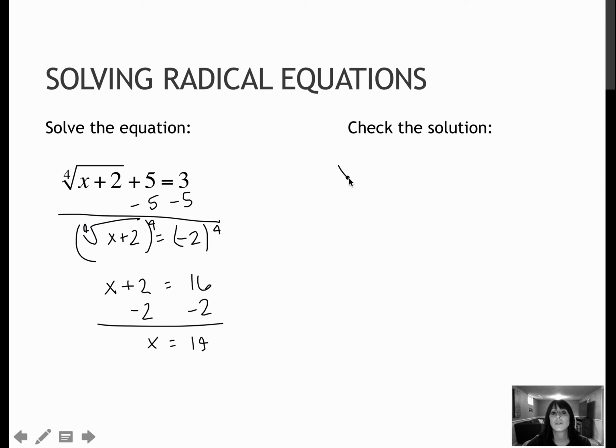When I check the solution on this one, we're going to see that we have a little bit of a problem. So 14 plus 2 plus 5 equals 3. So 14 plus 2 is 16.